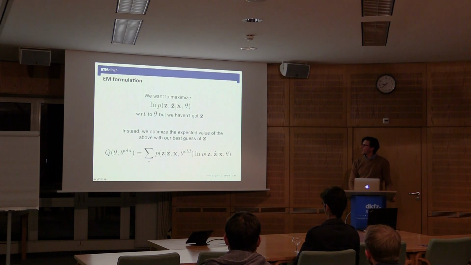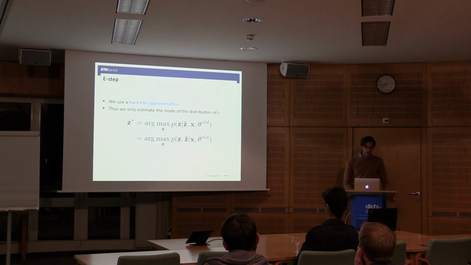Okay, so to formulate this properly in EM, we added a little log here. So we want to maximize this probability distribution with respect to theta. And as is standard in expectation maximization, because we don't have Z, we instead take the expected value of this probability distribution with respect to our best guess of Z, which is given by this equation using the old parameters. Then once we formulate this equation, we can optimize for a new theta that will increase this function.